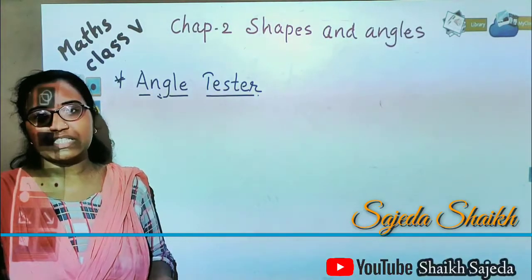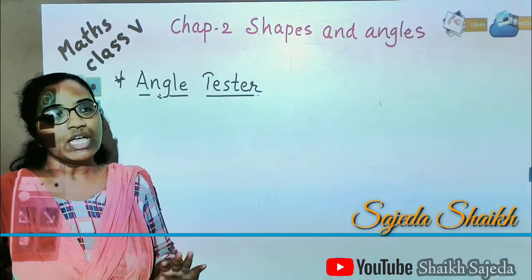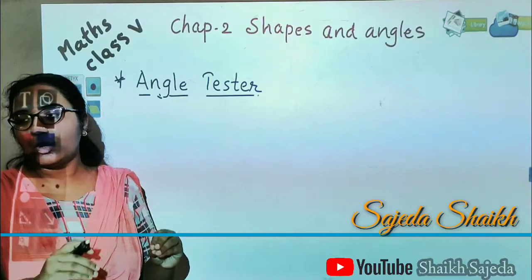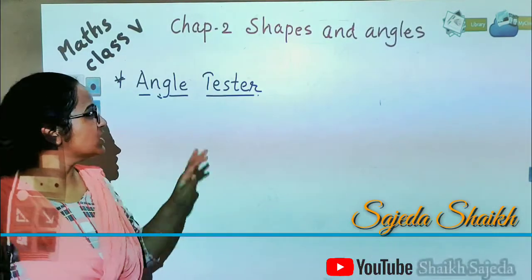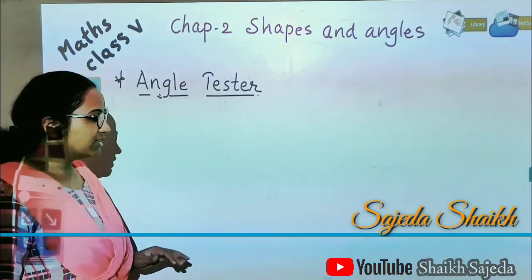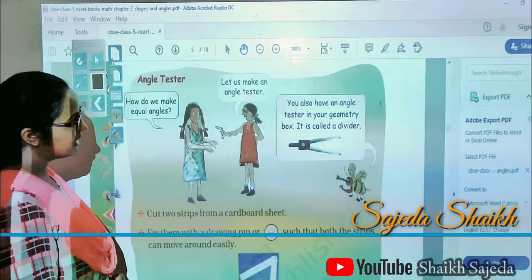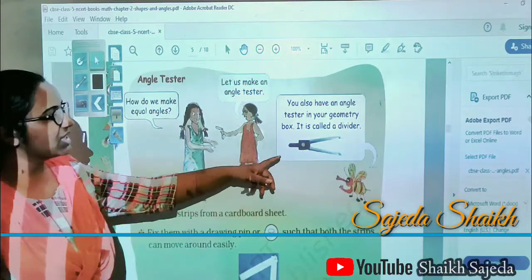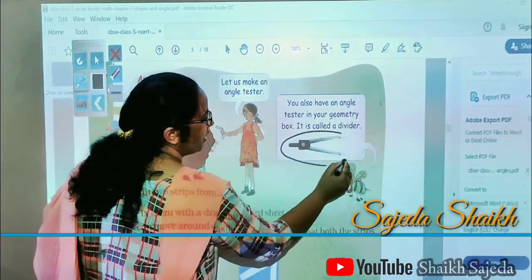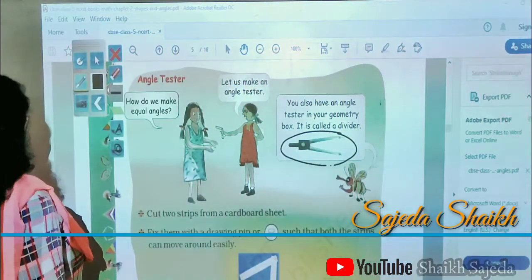In a given object, suppose there are so many things in our home, and if you want to find out which angle is in a particular object, at that time you can use this angle tester. How to make this angle tester? First of all, let me show you the picture of the angle tester. In your textbook, this picture is given. This is called angle tester. At home also you can make this angle tester.